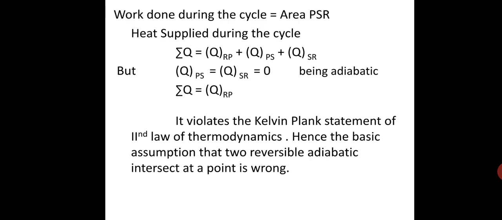It follows from the above that during the cycle, the system receives heat from a single heat reservoir during the isothermal process RP and produces an equal amount of work. It violates the Kelvin-Planck statement of the second law of thermodynamics. Hence, the basic assumption that two reversible adiabatics intersect at a point is wrong. Therefore, we conclude that two reversible adiabatic paths cannot intersect each other. That is, through a point we can only pass one reversible adiabatic process.